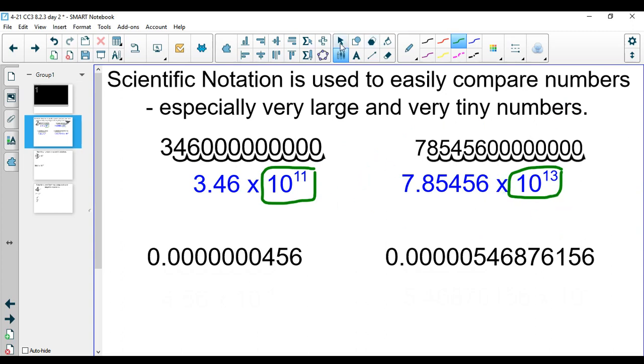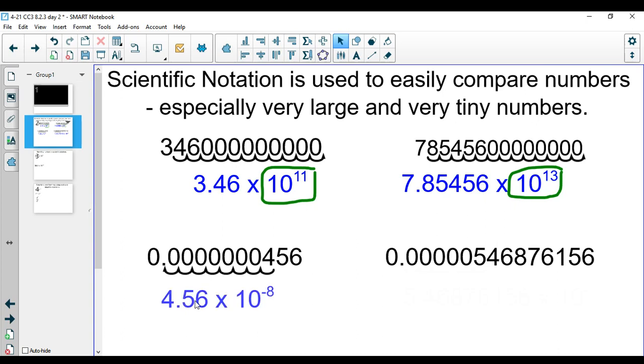The same thing happens when we do very tiny numbers. So we start off with this number. We look for what's called our significant digits, and that's what shows right here, the 4, 5, and the 6. So I'm going to take my first significant digit and put a decimal right here. And then I'm going to count how many places I want to move that decimal place over to the left. We go 1, 2, 3, 4, 5, 6, 7, 8 places to the left. So I'm going to write 4.56 times 10 to the negative 8 because now I'm moving it to the left.